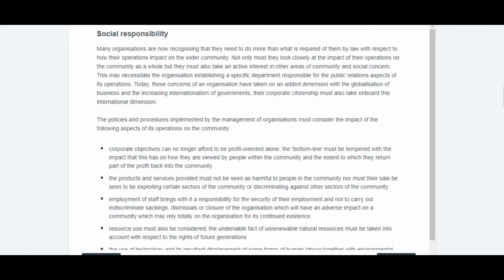Employment of staff brings with it responsibility for the security of their employment, and not to carry out indiscriminate sackings, dismissals and closure of the organization, which will have an adverse impact on the community which may rely totally on the organization for its continued existence. Resources must also be considered. The undeniable fact of unrenewable natural resources must be taken into account with respect to the rights of future generations.